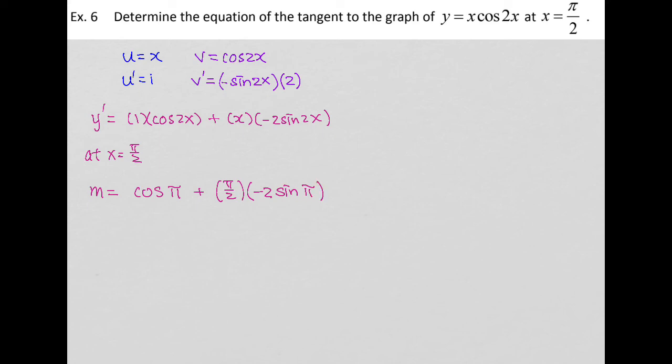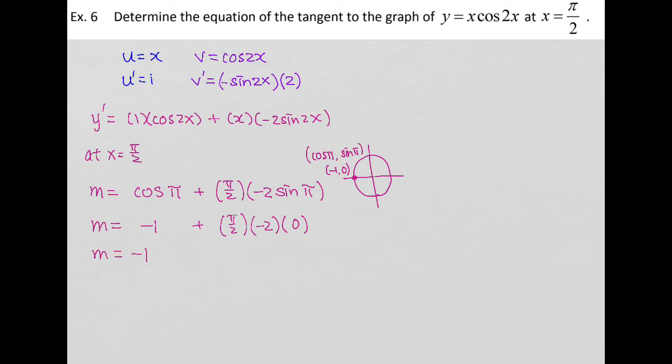And we know by using the unit circle, at this point, it's going to be negative 1 and 0. Negative 1 is your cosine pi, and 0 is your sine pi. So let's substitute the values in. So cosine pi is negative 1 plus pi over 2 times negative 2 times sine pi, which is 0. So slope is going to be negative 1.